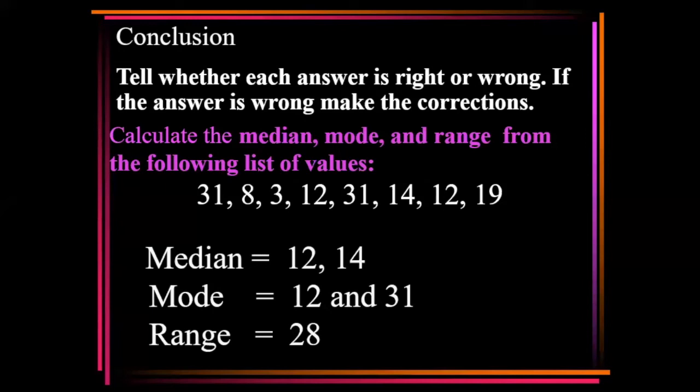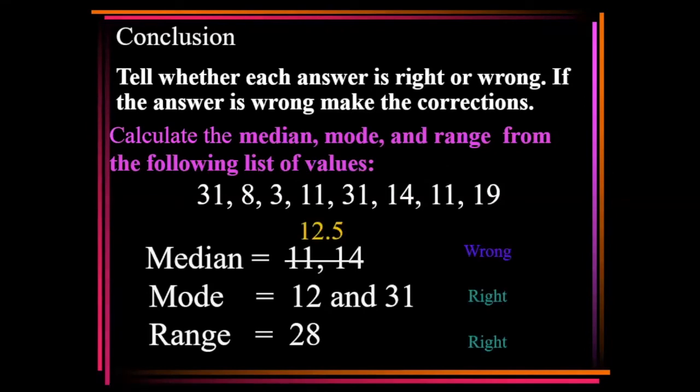Okay. Now, what about the mode? Is the mode 12 and 31? Okay. Is the range 28? Okay, let's reveal the answers now. The median is wrong. It's 12.5. And the mode is right and the range is right.